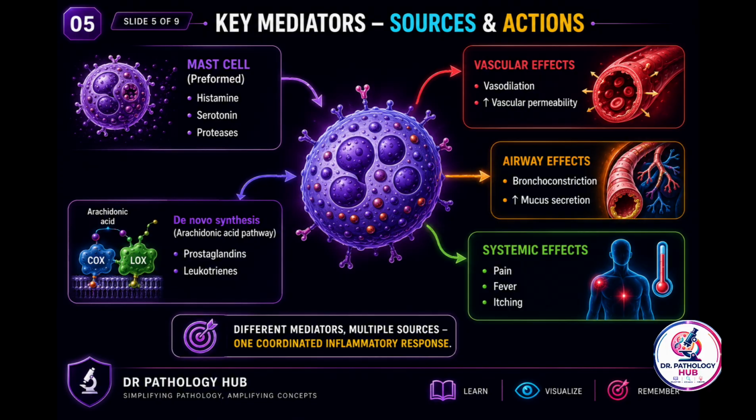They act within seconds. In contrast, prostaglandins and leukotrienes are synthesized de novo from arachidonic acid after cell activation. Besides vascular effects, mediators can also affect the airway by causing bronchoconstriction and mucus secretion, particularly leukotrienes. Systemically, mediators like prostaglandins contribute to pain and fever.